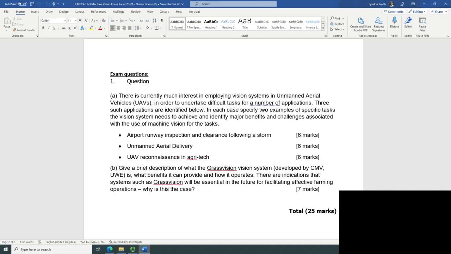UAVs in aerospace application. There is currently much interest in employing vision systems in unmanned aerial vehicles in order to undertake different tasks for a number of applications.